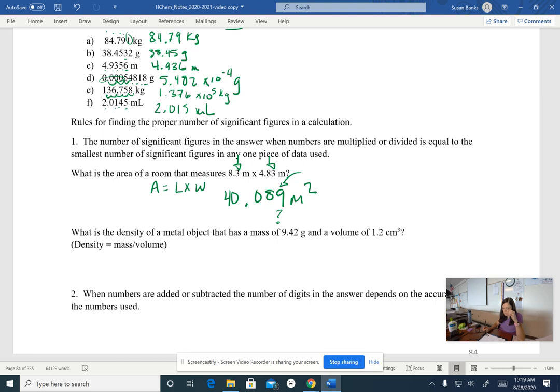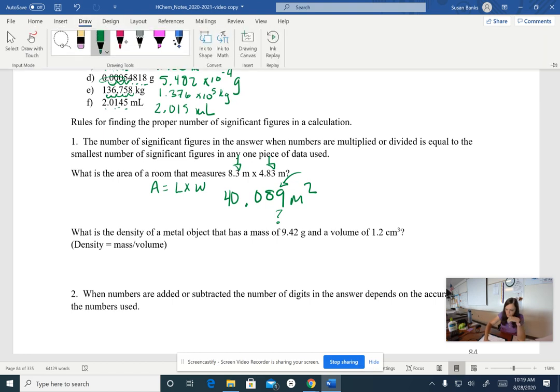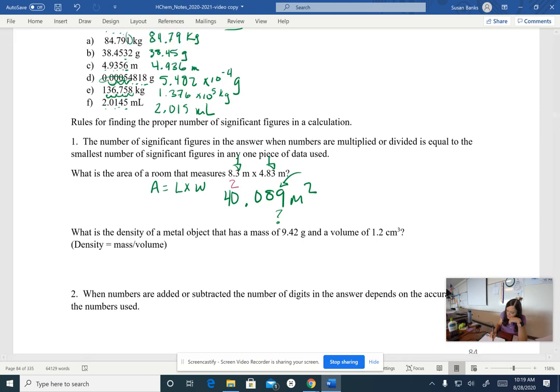So what we do is when we look at multiplication and division, we look at how many significant digits the input numbers have. So for example, let's look at this. The 8.3 has 2 significant digits. The 4.83 has 3 significant digits. So when we multiply or divide, we always hold our answer to the input number that has the least amount of digits. So this one has 2 digits. I can only report 2 digits.